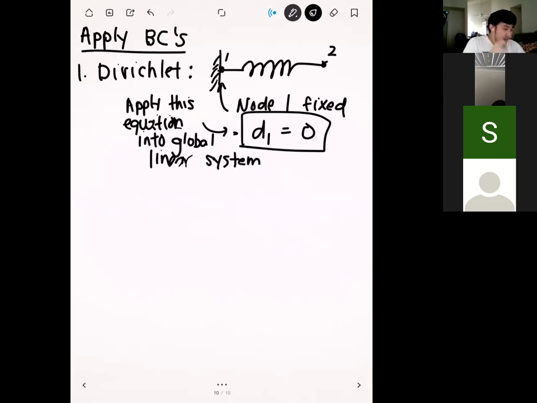Okay. So I'm going to write this very simple equation, D1 is equal to 0, in a very strange way. It's going to seem really strange at first, but it's going to help us modify our system. Okay. So another way to express D1 is equal to 0 is like this.